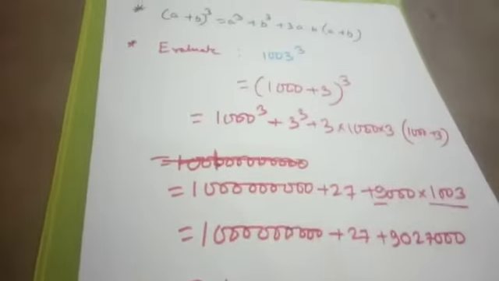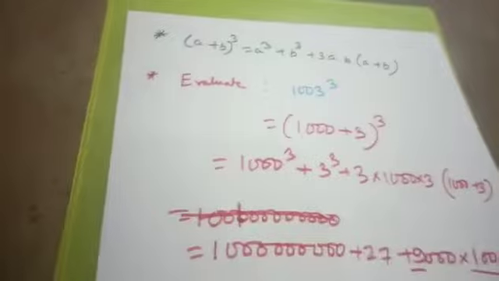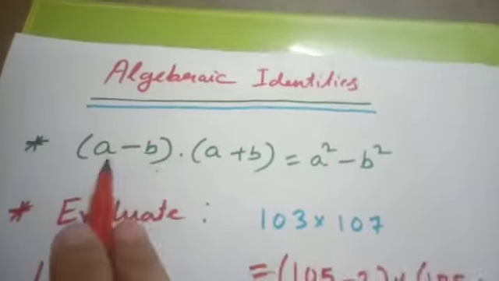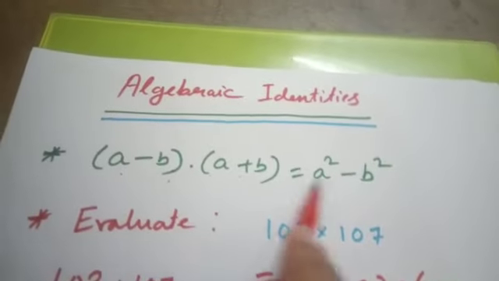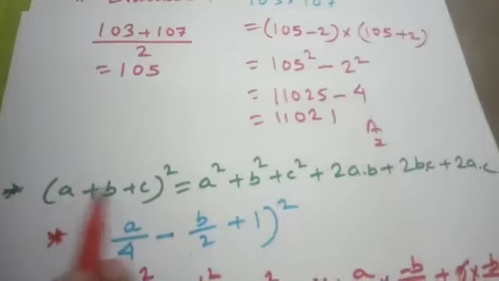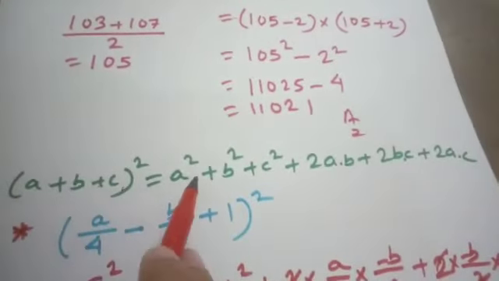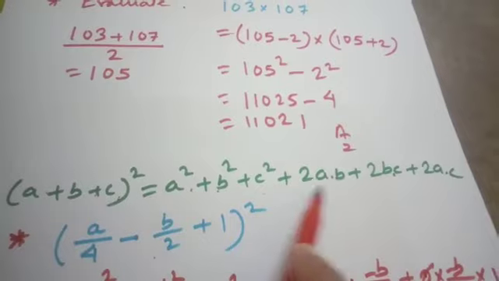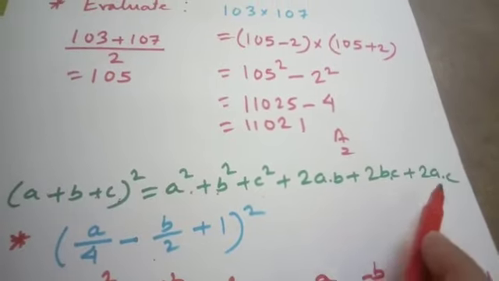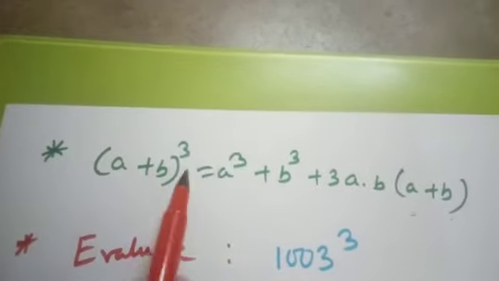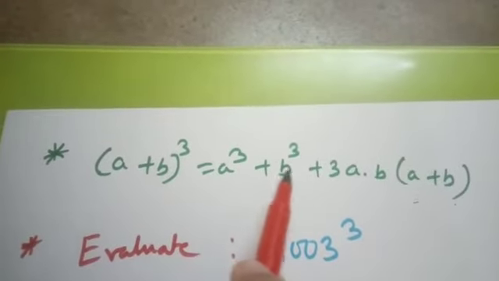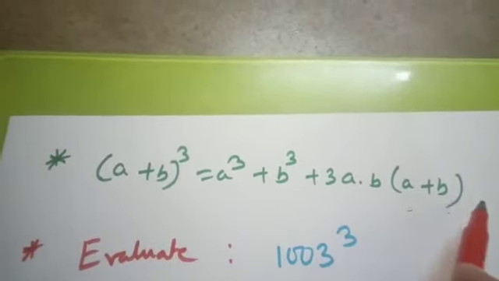Thus, today we learned 3 identities. The first identity is (a minus b) into (a plus b) equals a square minus b square. The second identity is (a plus b plus c) whole square equal to a square plus b square plus c square plus 2ab plus 2bc plus 2ac. And the third identity is (a plus b) whole cube equal to a cube plus b cube plus 3ab into (a plus b).